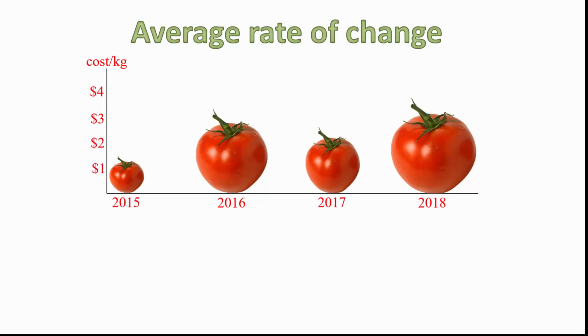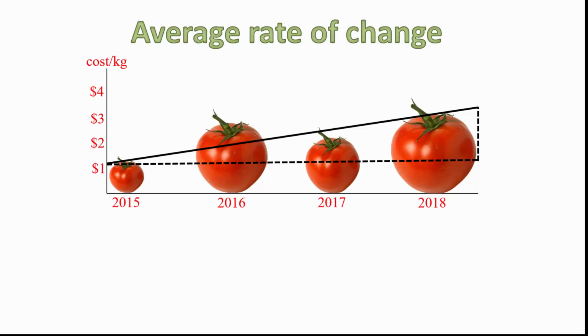Another thing discussed in the earlier video was the average rate of change. For this example we have the cost per kilogram of tomatoes from the years 2015 to 2018. We can imagine a straight line joining the first year 2015 to the last year 2018. Even though it doesn't cross the image of the tomato for each year, we can still obtain an estimate of the gradient.